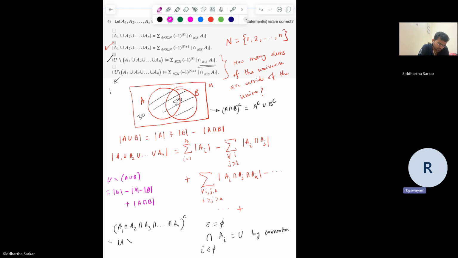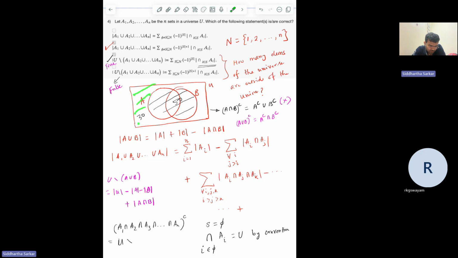Yes, and I also made a mistake. I felt later that the complement of A union B is equal to A complement intersection B complement. Yes, A complement intersection B complement. Therefore, the complement of A1 union A2 union and so on up to An is equal to A1 complement intersection A2 complement intersection A3 complement and so on up to An complement. Correct. So that is how this principle of inclusion and exclusion is used in the negative sense.